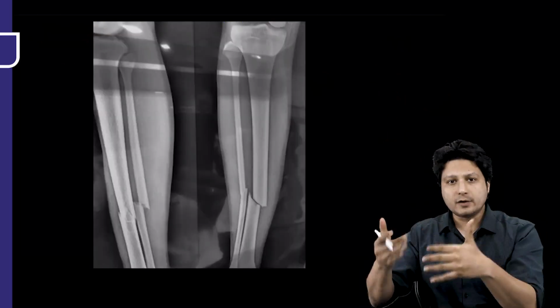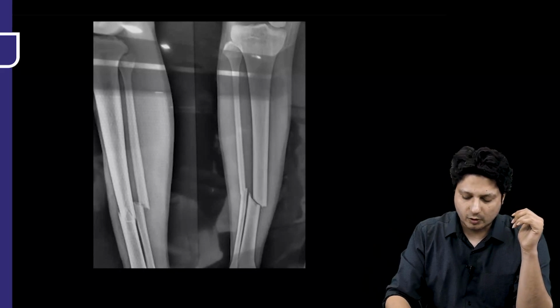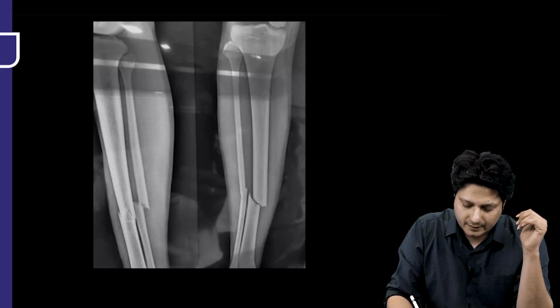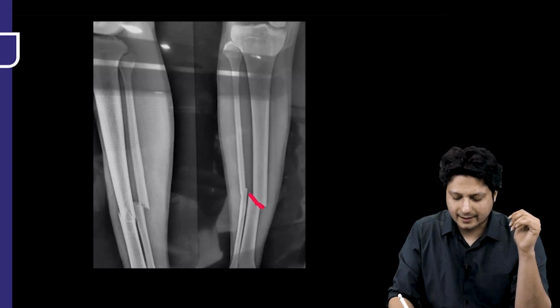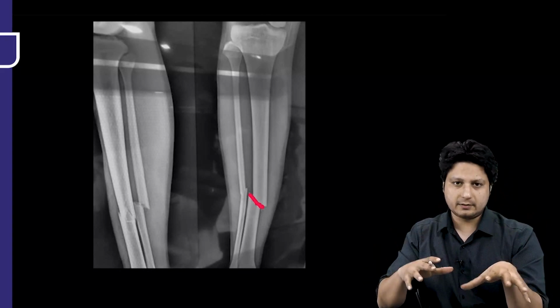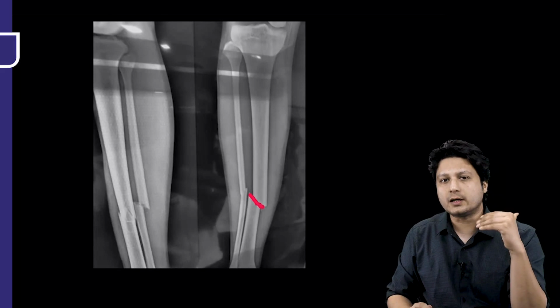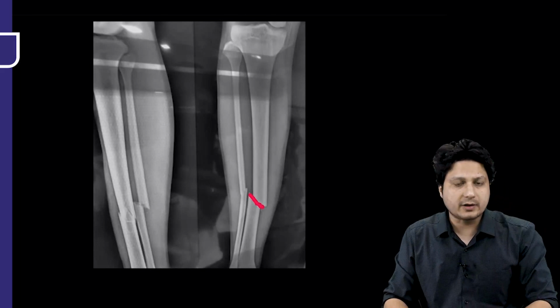And how will you identify a transverse fracture on the X-ray? If you look at this image, here there is a fracture line which is creating a certain angle with the horizontal, but that angle is less than 30 degrees. So it will be categorized as a transverse fracture.